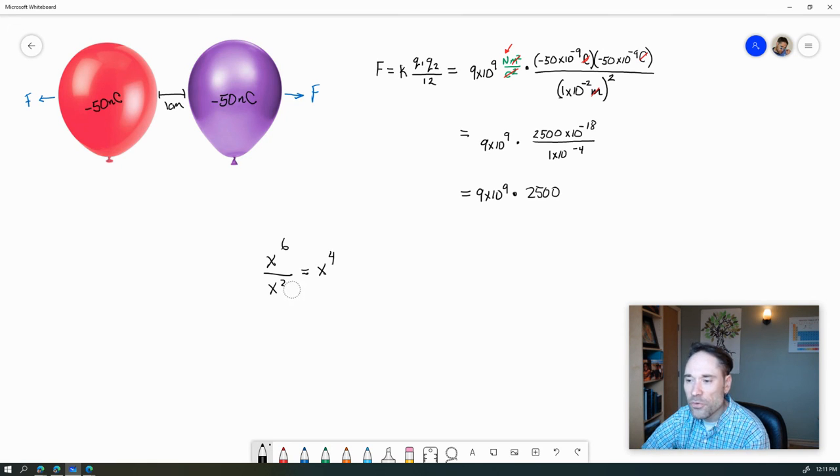What if this was x to the 6 divided by x cubed? What do I get then? I get x to the 3. Whatever I do here, I'm going to subtract my exponents to get to this other piece. So whenever I have a division, I subtract to get to the other piece. In this case, negative 18 minus negative 4 gives me a negative 14.